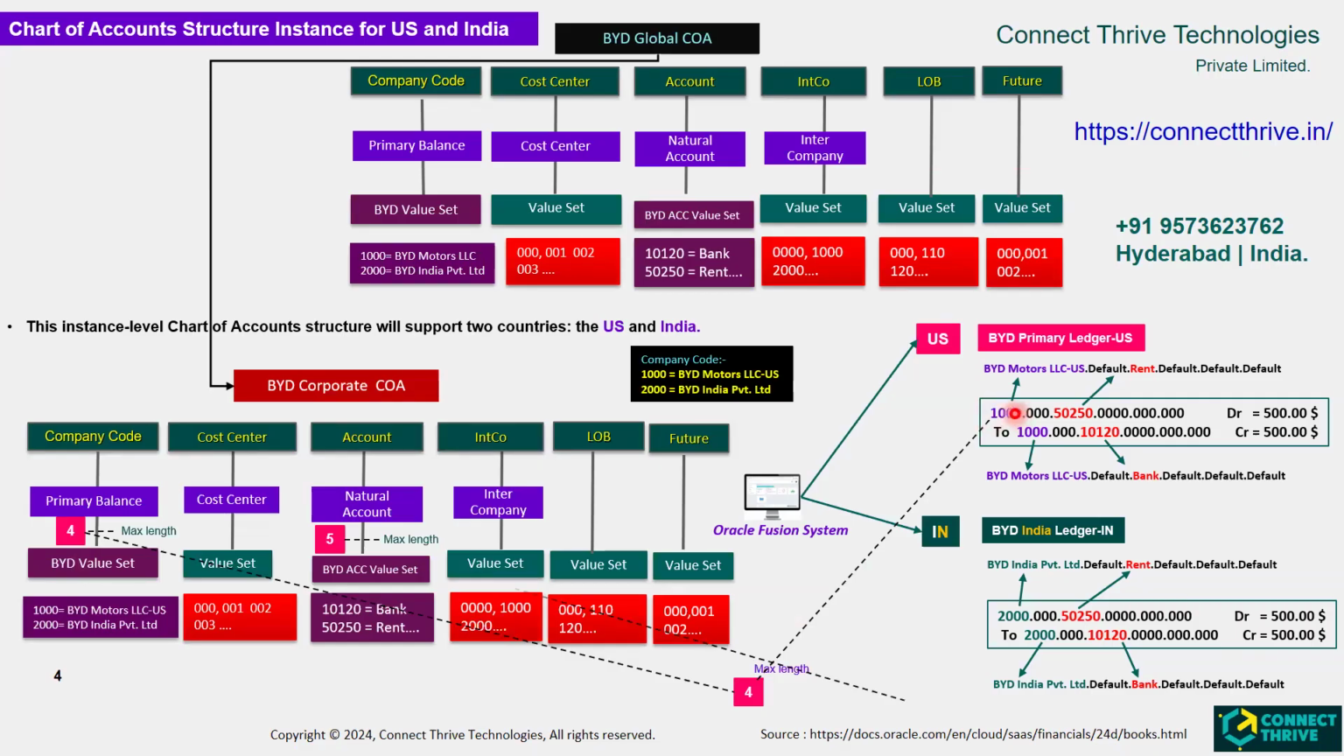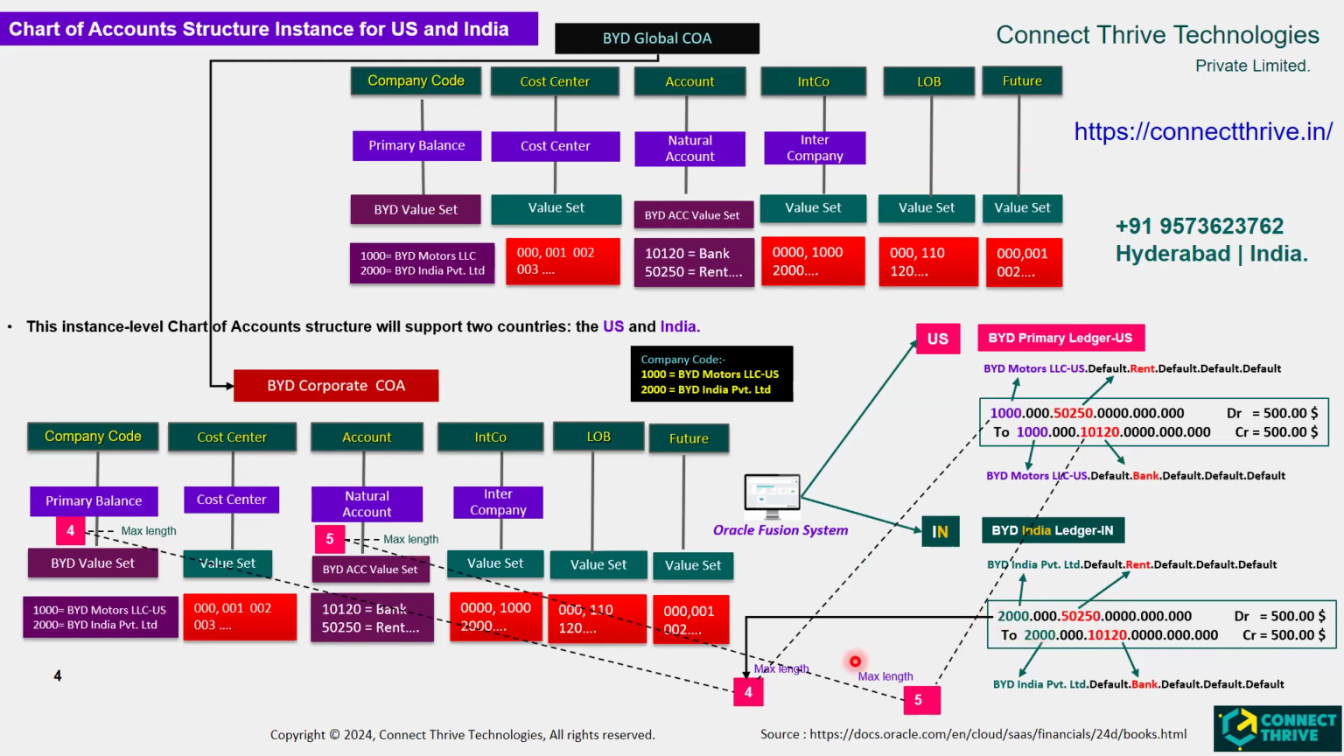digits. The same applies for the natural account also. Whatever natural accounts we specified under that chart of account value set code values, accordingly it will represent for both the ledgers. Okay. So here, if you see, this is the 5 digits, 1010120. The same for India also.